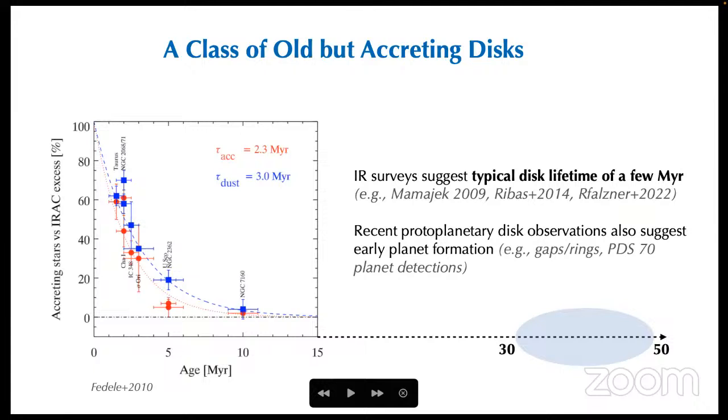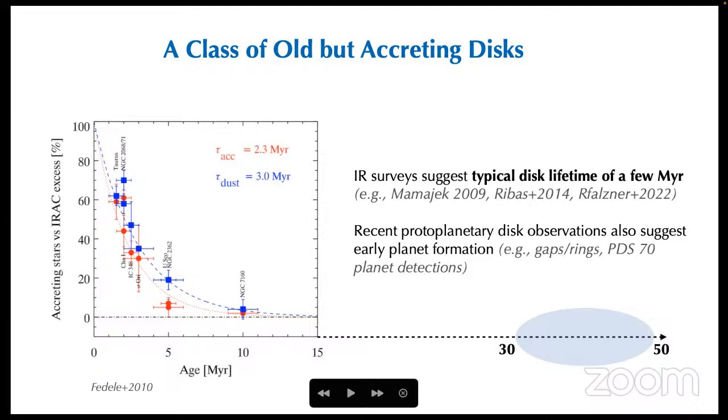By counting the disk fraction in star clusters of different ages, we know that the typical disk lifetime is only a few million years. If we look at the gas component for accretion, that would be an even shorter timescale. Those timescales are very important for planet formation, right? Because you need those materials to be there to form planets.